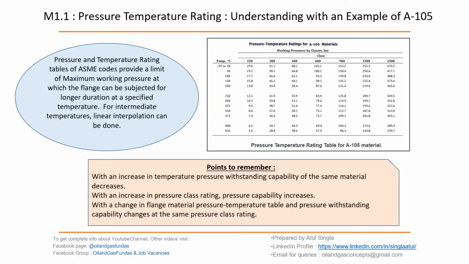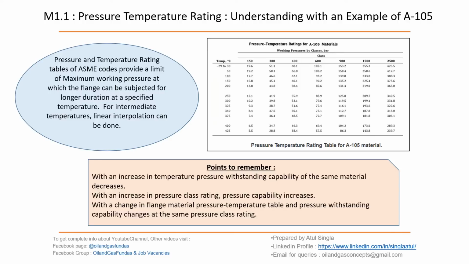Now if you see, we have listed temperatures and the class for this material. With increase in temperature the ability is decreasing. With increase in class at the same temperature the ability is increasing. This is the basic thing which we need to keep in mind. We are talking about the ability of a material, nothing else. Pressure temperature rating is nothing else but the ability of a material at a given pressure or temperature.